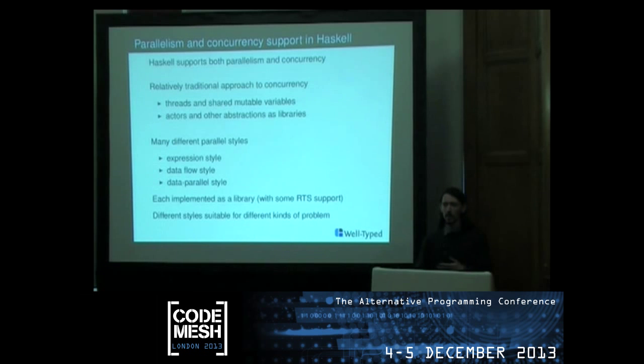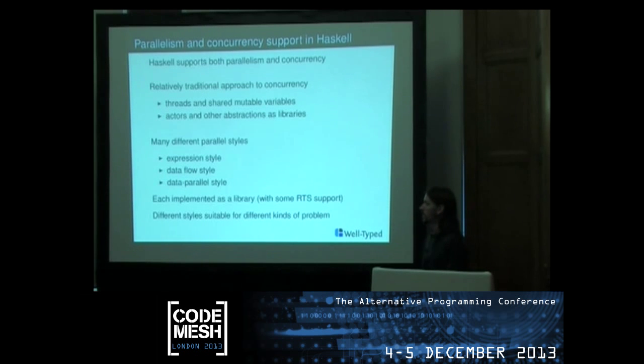Now, obviously, my talk is also about how we do all this stuff in Haskell. And so Haskell supports both concurrency and parallelism, and it has pretty good support for both. We have a relatively traditional approach to concurrency. We have threads and mutable variables, and threads synchronized by communicating using mutable variables. And then on top of that, you can build other libraries like message passing style, actor libraries, and other higher level things on top, asynchronous, futures, all that sort of nice stuff is all built on a substrate of the basics of mutable variables with locks and threads.